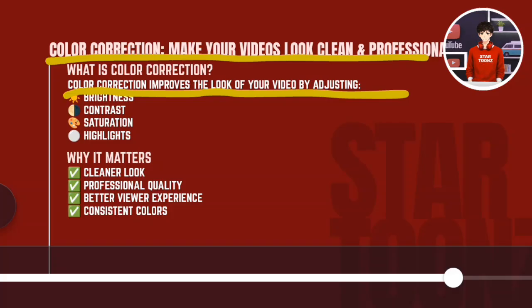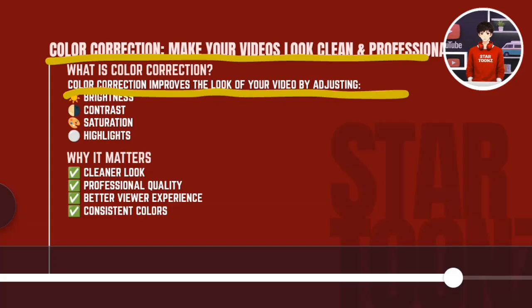Then comes saturation. Saturation controls how colorful the image appears. Many beginners push saturation too high because it looks exciting at first, but overly saturated colors often look unrealistic and distracting. A small adjustment usually looks much more professional. Temperature is another useful setting. If your footage looks too blue, warm it slightly. If it looks too orange, cool it down. The goal is natural-looking skin tones and realistic colors.